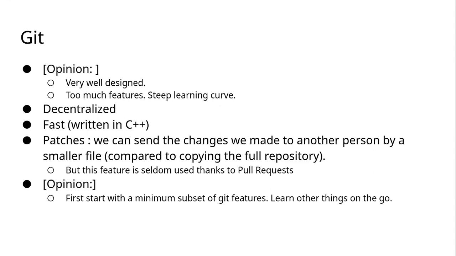And it is working very fast because it's written in C and C++. It's one of the very fast version control systems in the history. That's one of the reasons why Git became very famous.